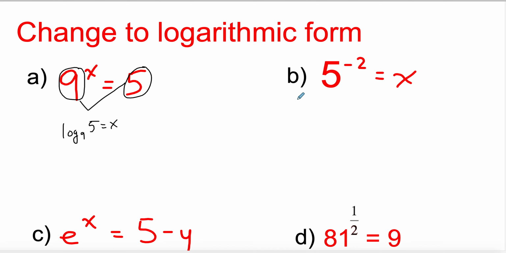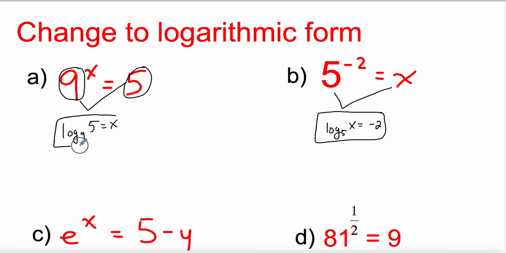Okay, let's look at this one. So same thing, we go check mark, boom, boom. Log base 5 of x equals -2. Okay, now since we're just starting off with logarithms, these ones we don't really need to evaluate. We're just switching from exponentials to logs. Okay, so it's more important just to know how to go from one to the other.